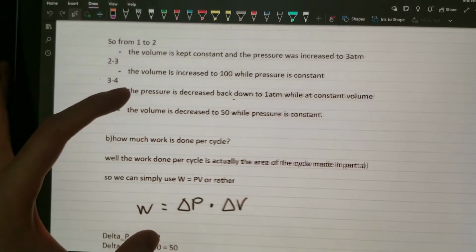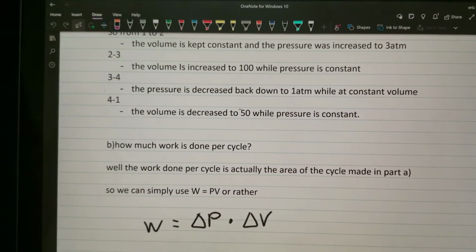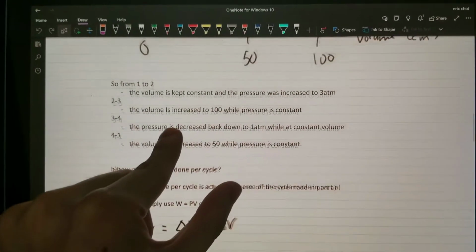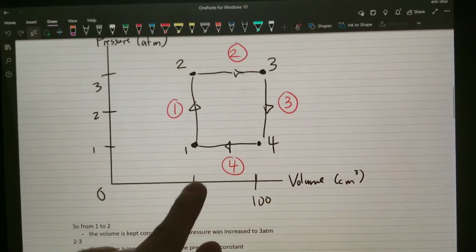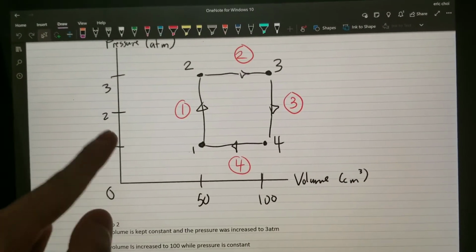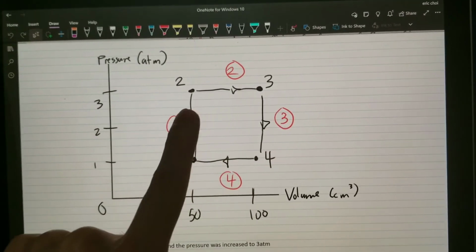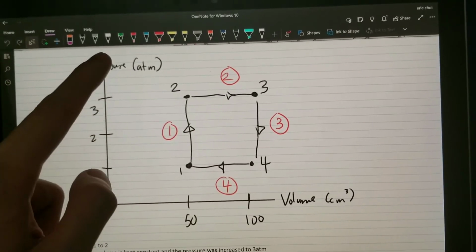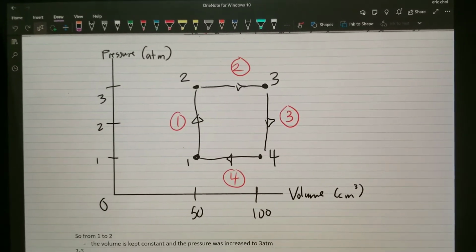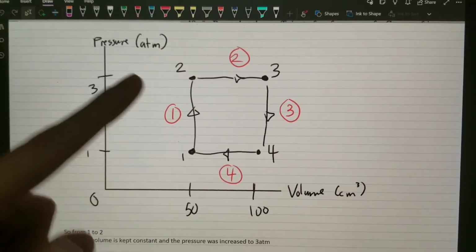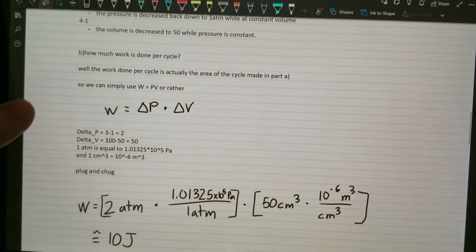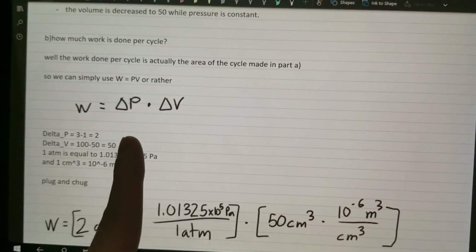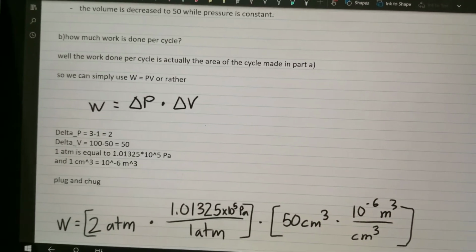So, B asks for how much work is done per cycle. If you know the little trick to it, the work is actually the area of this square that we drew right here. Basically, the change in pressure times the change in volume, exactly the same way as finding the area of a square. That plays into the work formula of work is equal to PV, except it's delta P and delta V.